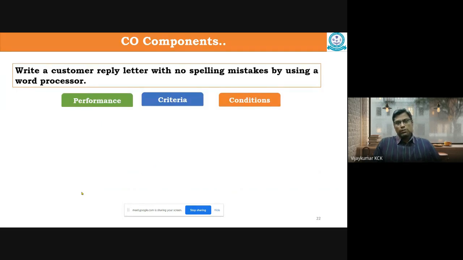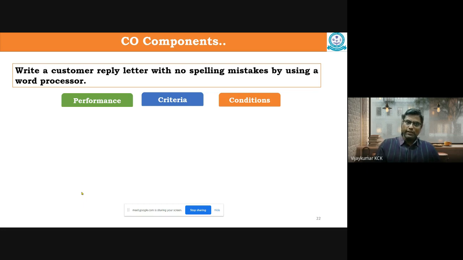So for example, write a customer reply letter with no spelling mistakes by using a word processor. This is the CO-based question. Here, where is the performance point? Where is the criterion point? Where is the condition? I'm repeating: write a customer reply letter with no spelling mistakes by using a word processor. So this is the CO, course outcome.